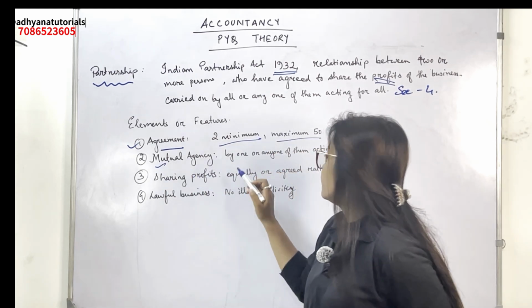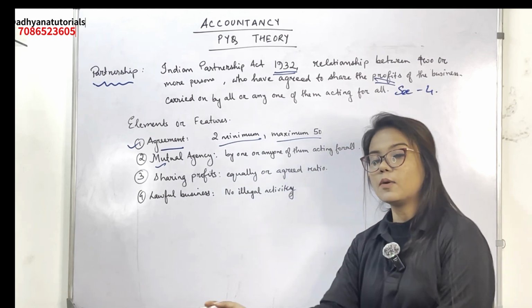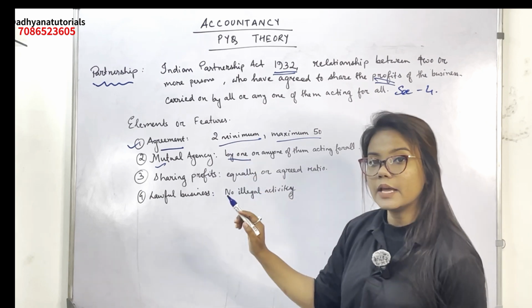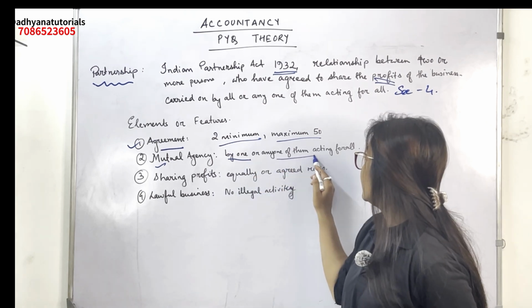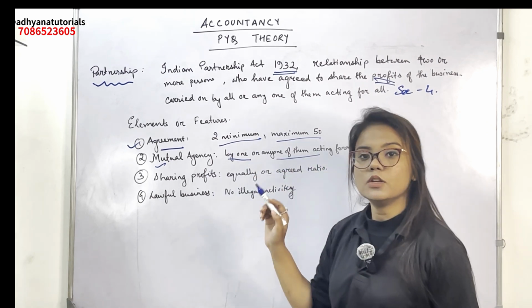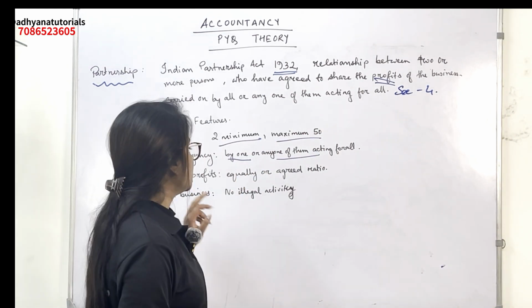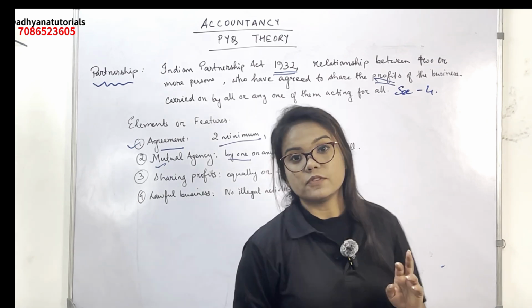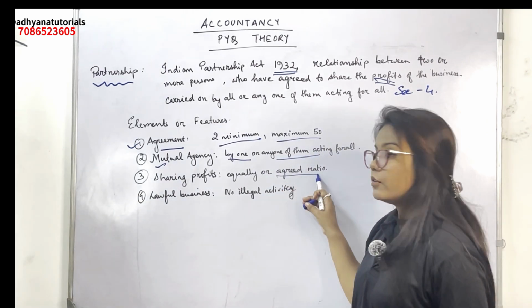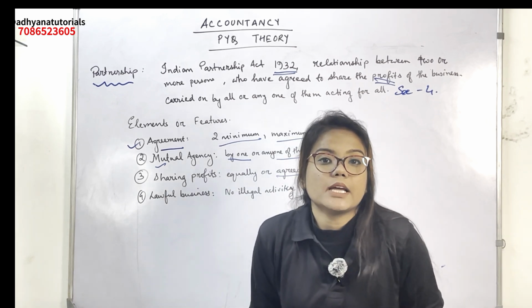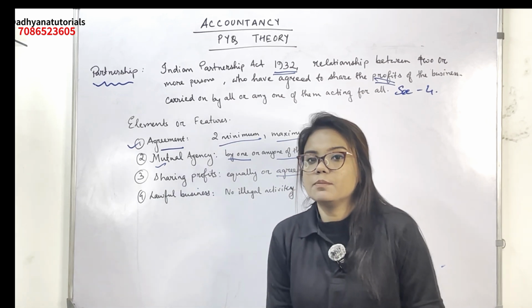Mutual agency. There should be a mutual agency or mutual consent of all the partners, and any one of them or all should do the task together and carry on the business together. Sharing profits, they should share the profits either equally or in the agreed ratio, okay? And lawful business, no illegal activity can be considered as a partnership business.